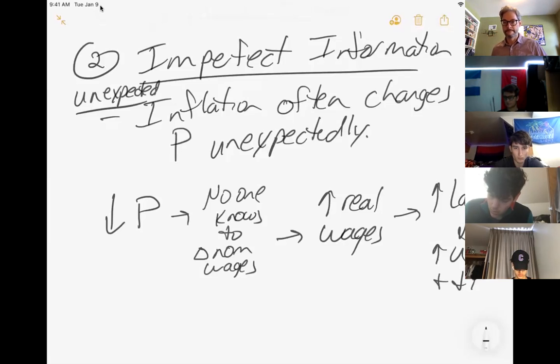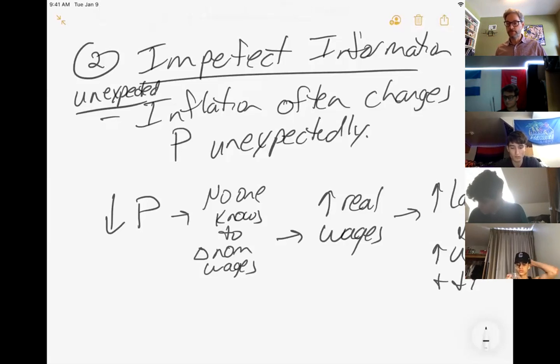Okay. Does that make a little bit more sense? Hopefully. If not now, hopefully when you go back and look at your notes, spend a little bit more time thinking about it, right? But these are the two reasons why the short run aggregate supply curve slopes upward.